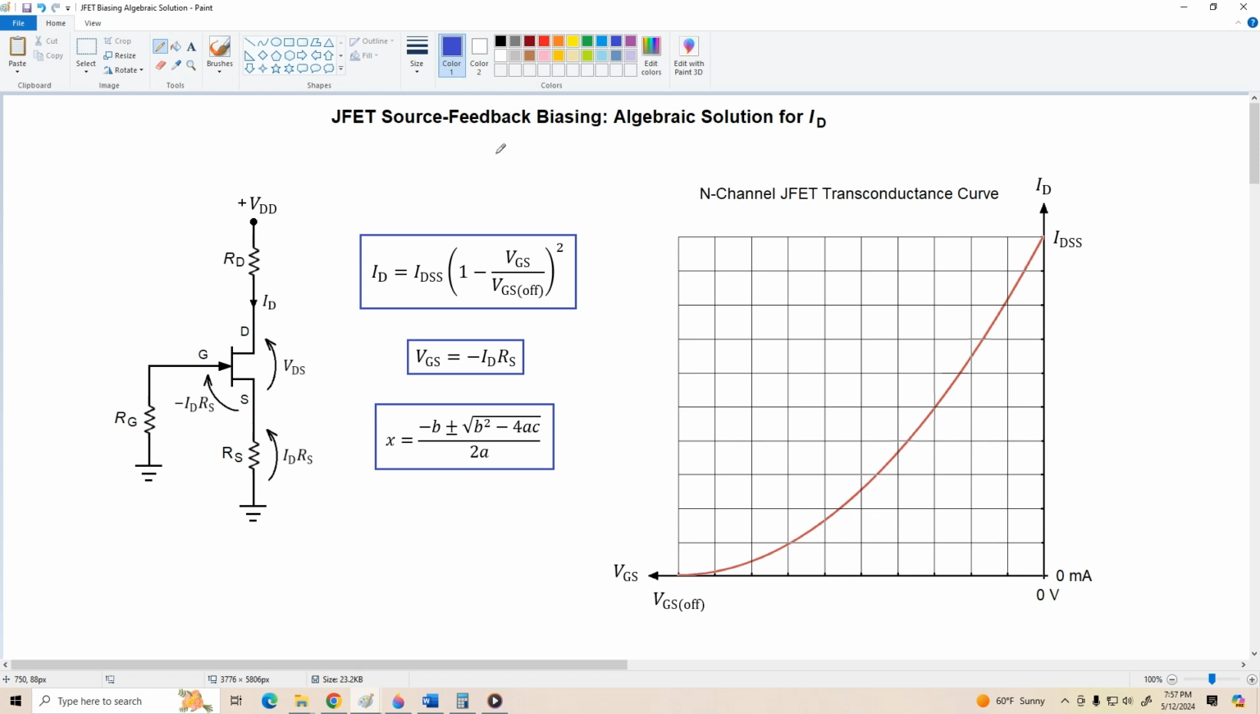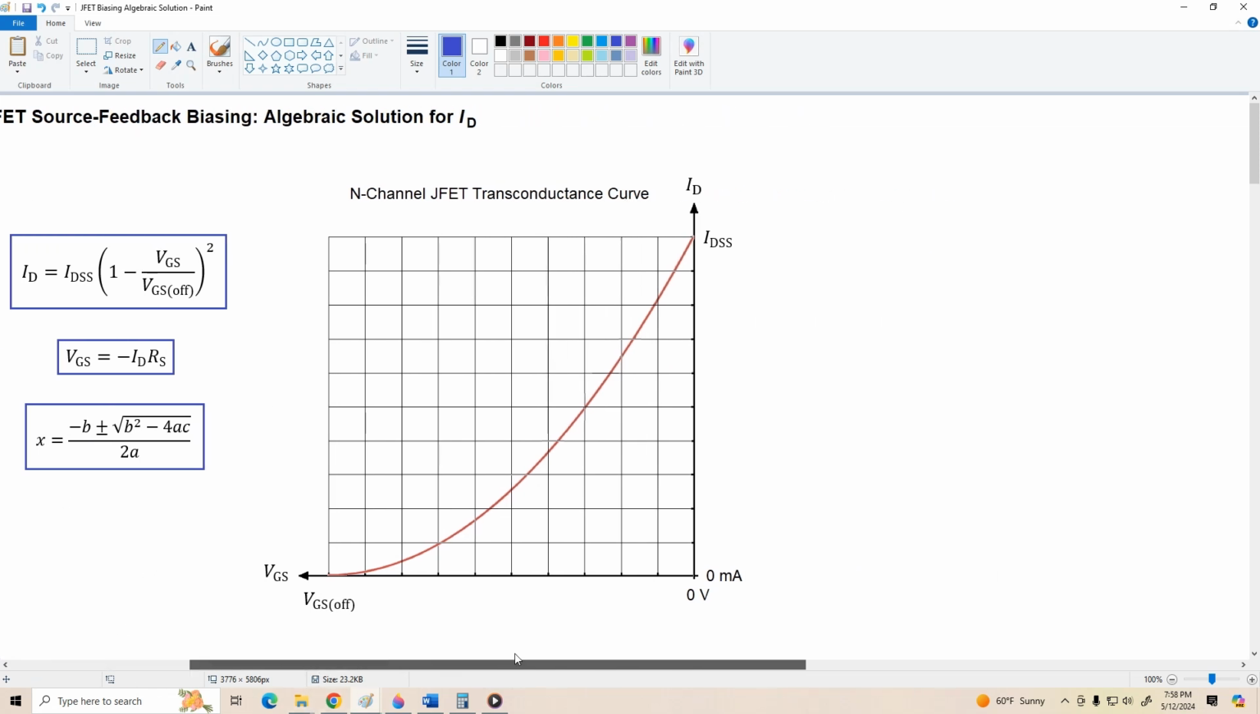So with that in mind, the circuit we're analyzing is the classic source feedback biased JFET, as we have shown here. The equations we're going to work with are the transconductance equation, VGS equals negative ID times RS, and you may recognize the quadratic formula from one of your algebra classes somewhere along the line. All right, let's just go ahead and dive right into it.